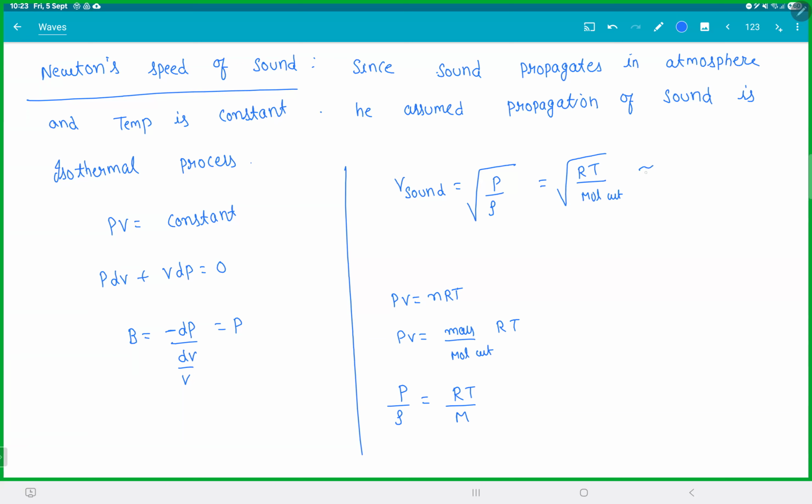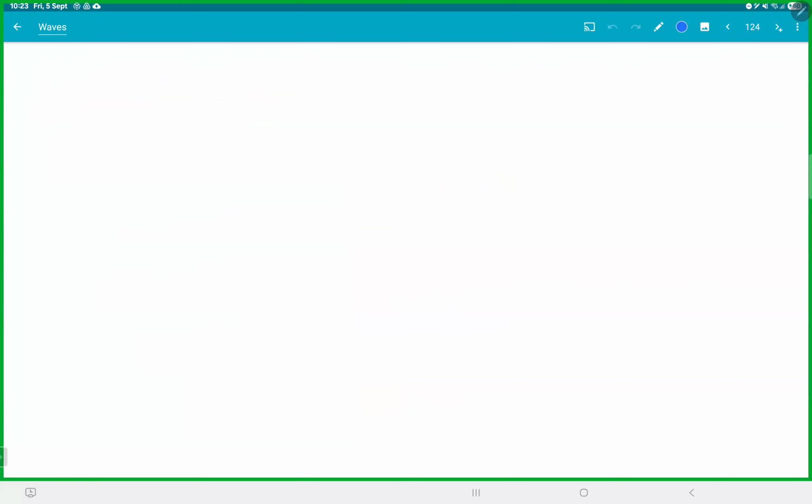And when you calculate this value, it comes to around 280 meters per second. But unfortunately, in the experiment, we figured out the value comes out to be actually 330 meters per second. That's actually a pretty huge error. 50 out of 280 comes to almost 20% error. So somewhere Newton's assumption went wrong, even though it looked logical. Then came Laplace. So it's called Laplace correction. This is the main formula we will use.